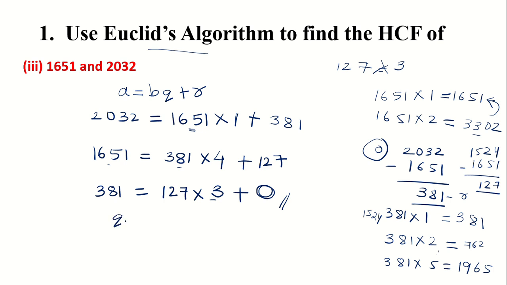Now what is the quotient? The quotient is 3. And what is the remainder? The remainder is 0. Now quickly tell me what will be the HCF of this problem. Can you quickly comment what the HCF of this problem will be? Comment down the answer.